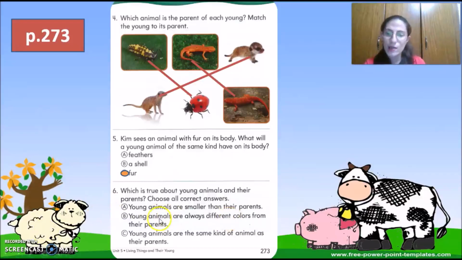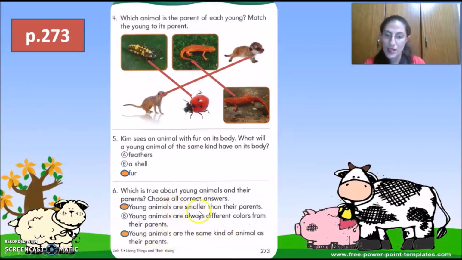A. Young animals are smaller than their parents. Are young animals smaller than their parents? Correct, because we said that they will grow day after day to look more like their parents and to become bigger, right? B. Young animals are always different colors from their parents. No, this is incorrect. No, that's not always. Very few animals have different colors from their parents. C. Young animals are the same kind of animals as their parents. Correct, they are the same kind of animal as their parents, but different sizes.